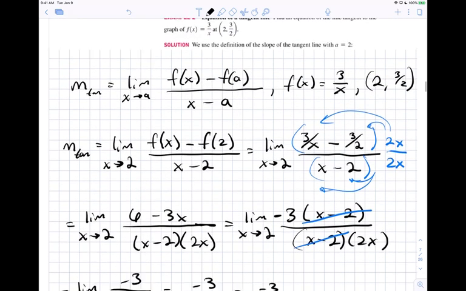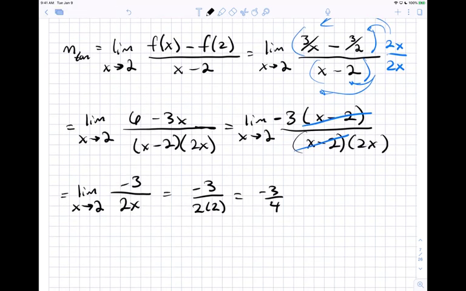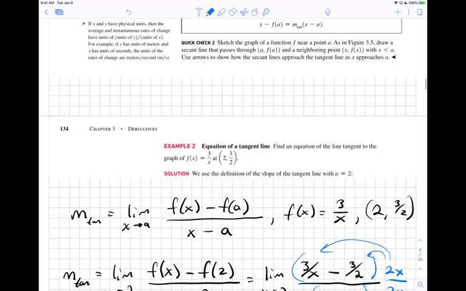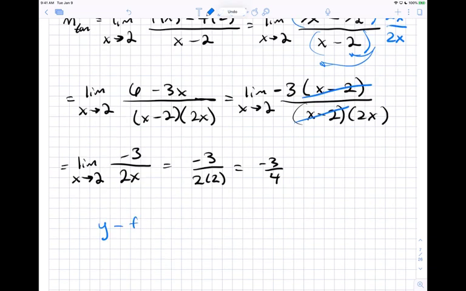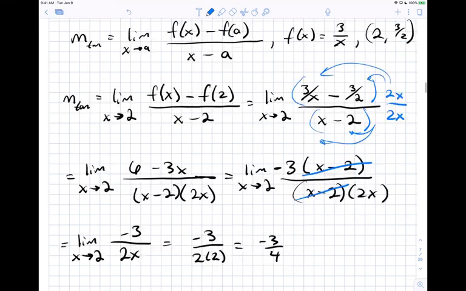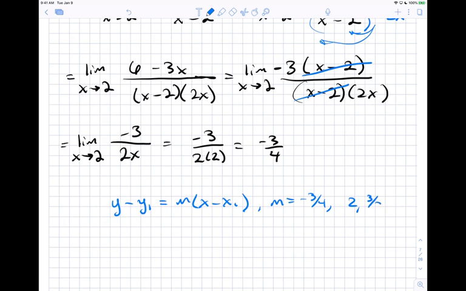So now we want to use that point 2 comma 3 halves. I'm just going to rewrite it the way we did it in college algebra. So y minus y1 equals m times x minus x1, right? Where our slope, in this case, is negative 3 by 4, and we're going through the point 2 comma 3 halves. This is going to be our x1, and this is going to be our y1. Okay? So then we're going to have y minus 3 halves equals negative 3 by 4 times x minus 2. Boom, just like that.